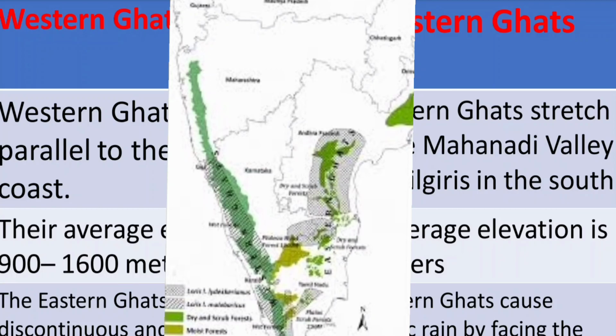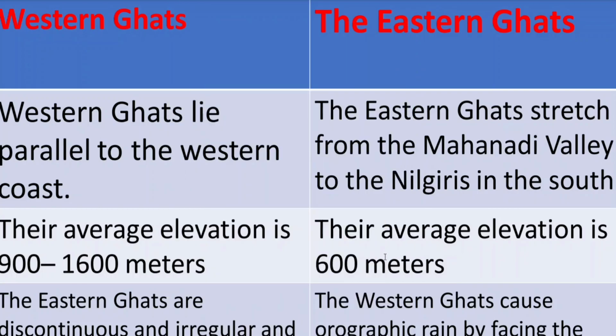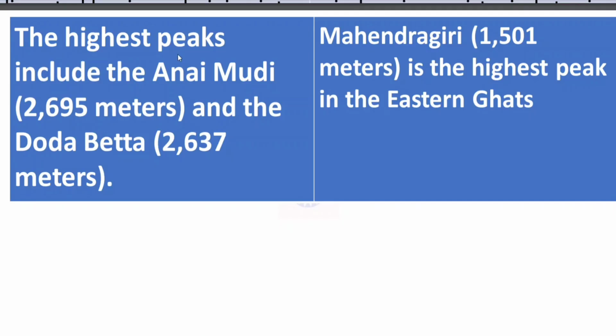Western Ghats' average elevation is 900 to 1600 meters, and Eastern Ghats have elevation up to 600 meters. The highest peaks in Western Ghats are Anaimudi and Dodabetta. In Eastern Ghats, Mahendragiri is the highest peak.